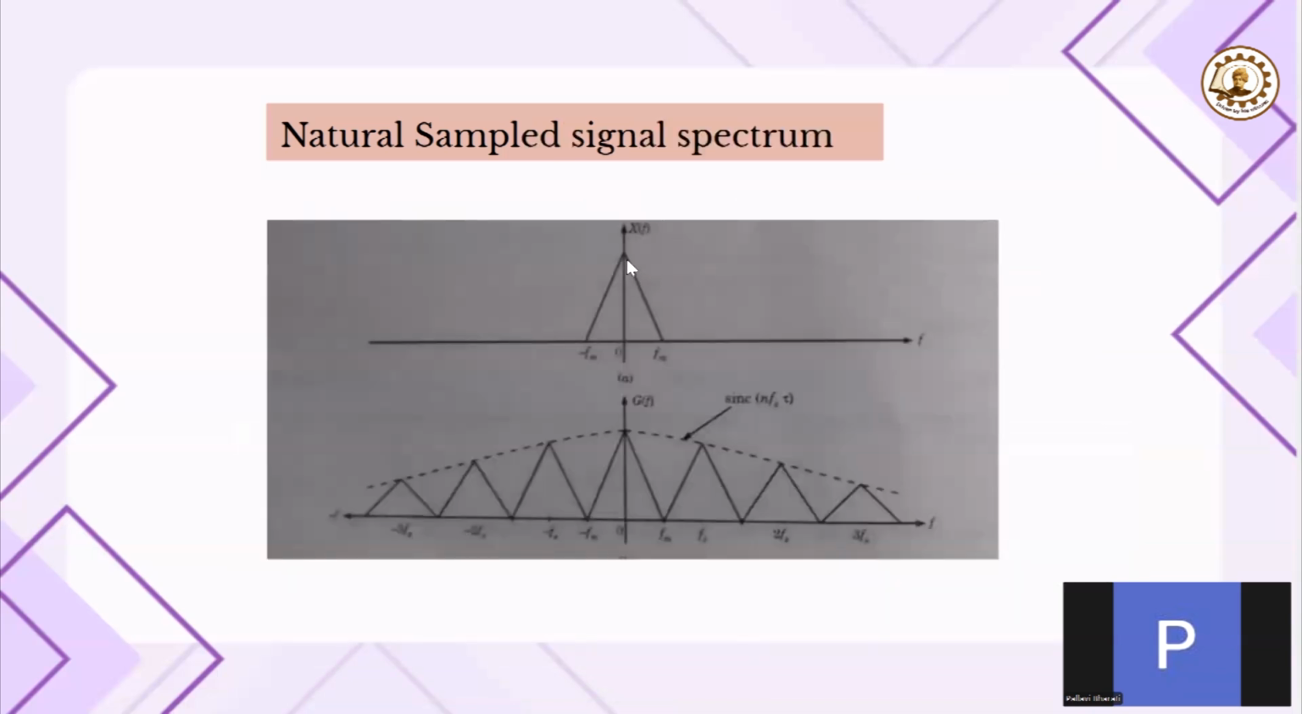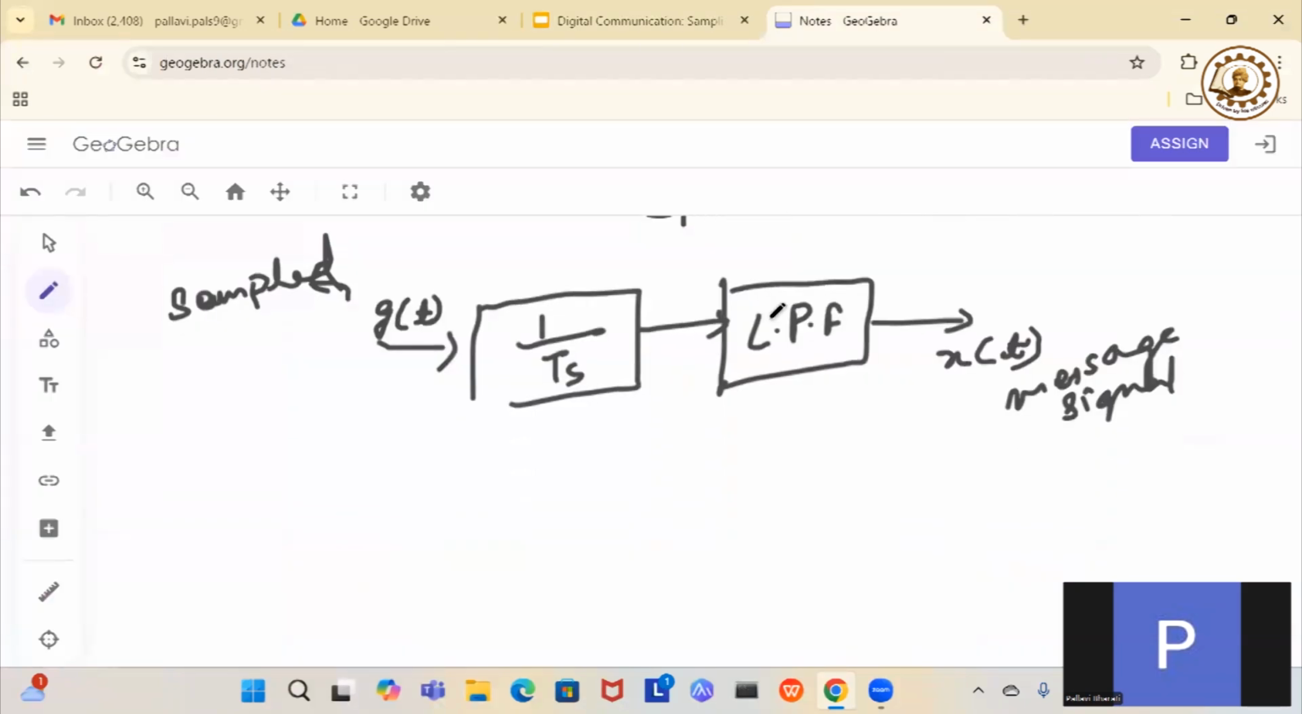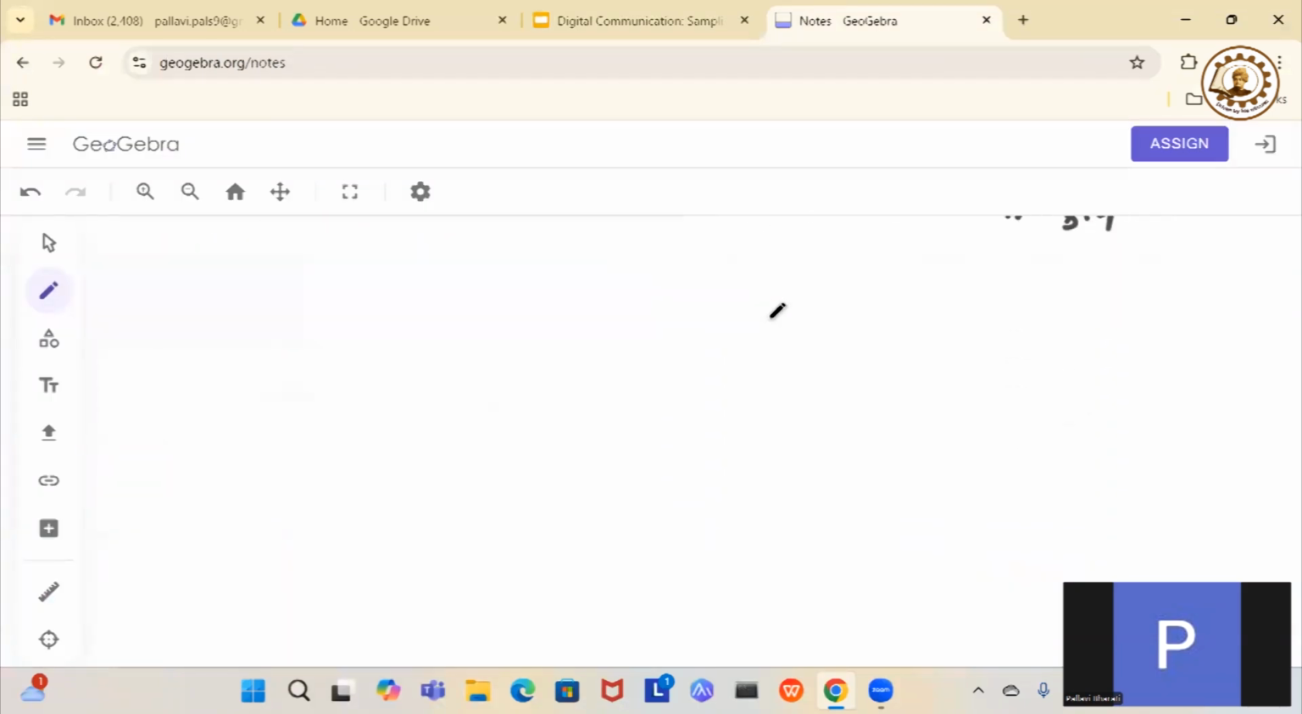So this is the signal spectrum if you see it in the Fourier domain. This is the spectrum of the message signal and this is the spectrum of the sampled signal. So let us see once mathematically what is happening in the case of natural sampling. Here the difference is in the sampled signal, that is gt, which was your sampled signal. Okay, gt is equal to xt.